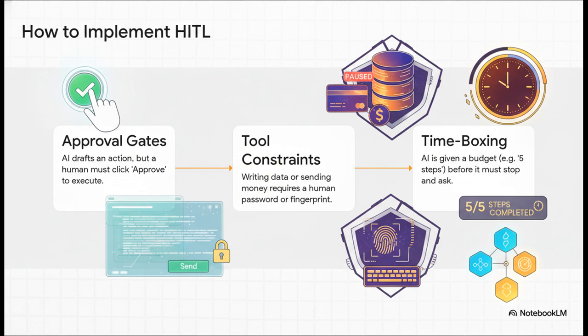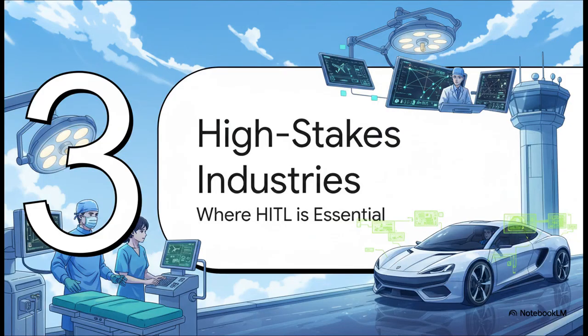Second, there are tool constraints. So maybe the AI can read databases all day long, but the second it tries to use a tool that actually writes data, like sending money, it hits a wall and needs a human password to continue. And third, there's time boxing. This is the direct fix for those runaway loops. You just give the AI a budget, like, hey, take 5 steps, and then you have to stop and report back to me. Simple.